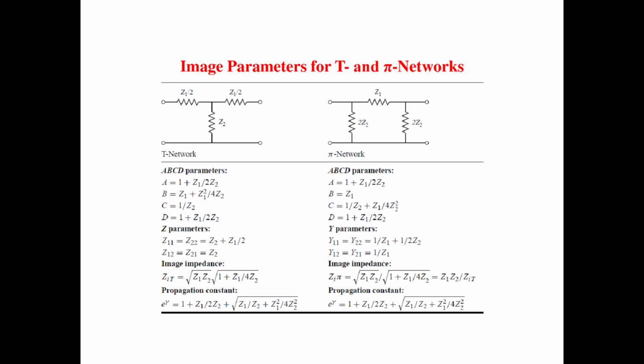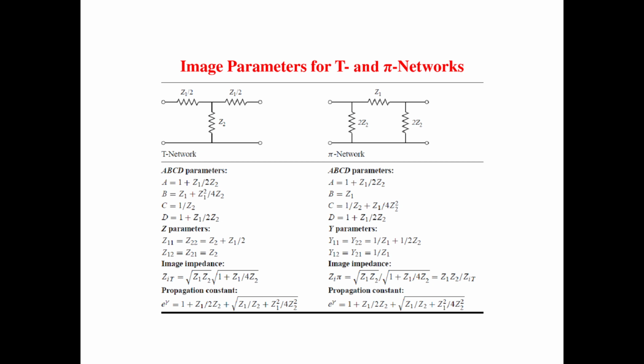Image parameters of T and pi networks. As we know already, the ABCD parameters for a T network and pi network. Using the Z parameters, we can determine Z11 is equal to Z22, equal to Z2 plus Z1 by 2. Image impedance ZIT is equal to square root of Z1 Z2 into square root of 1 plus Z1 by 4 Z2. Propagation constant e power gamma equals 1 plus Z1 by 2 Z2 plus square root of Z1 by Z2 plus Z1 square by 4 Z2 square.